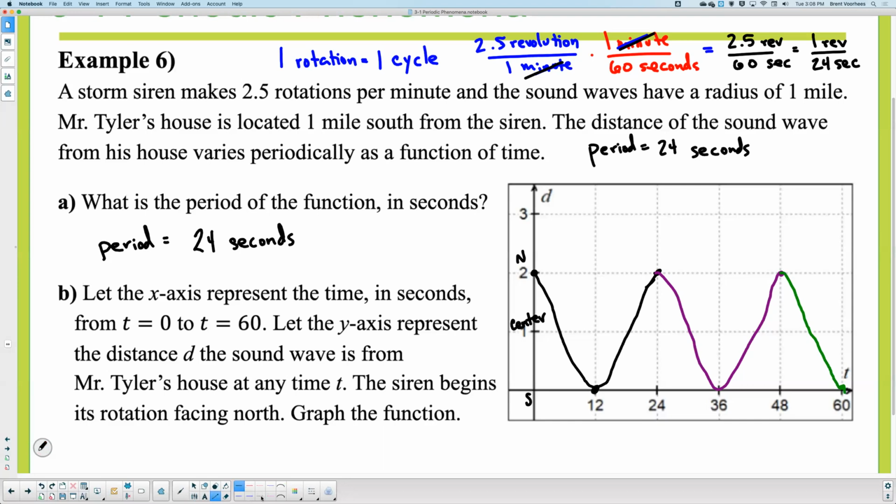Again, the midline is here, and notice that it says its radius is 1 mile. Go 1 mile this way and 1 mile that way, and we are located 1 mile south. So this would be the distance from the siren to Mr. Tyler's house. Here at 12 seconds, the siren would be at Mr. Tyler's house. This line right there represents the midline. Let me add that in there, since we haven't done that in the last few examples. That's the midline.